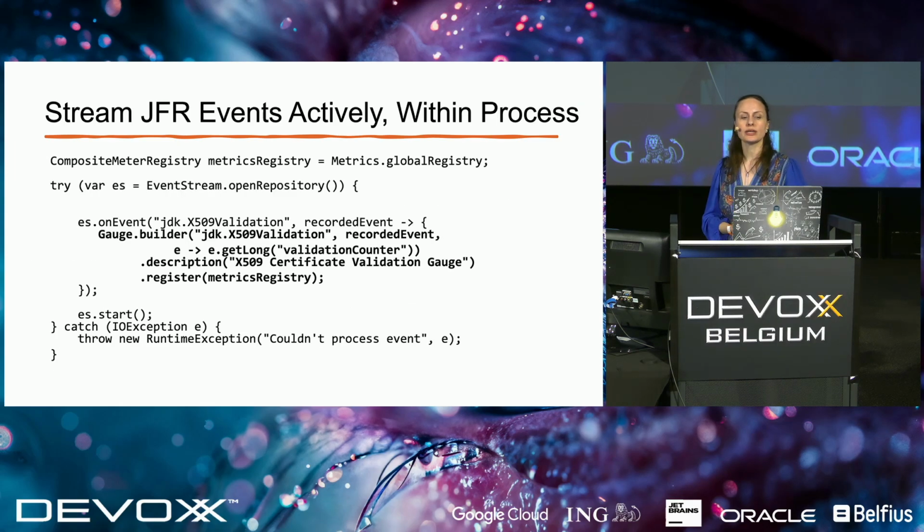The other way to do it is to stream JFR events actively within the process. In the case of my application, at startup, I want to get access to the metrics registry. This is the usual metrics registry that I have access to, as with other metrics that I can add to export to Prometheus as well. Then I can open the event stream and the repository of the event stream and catch the events that I'm interested in.